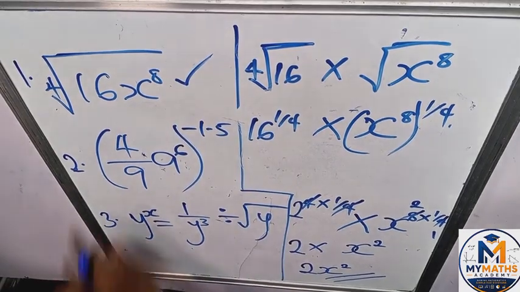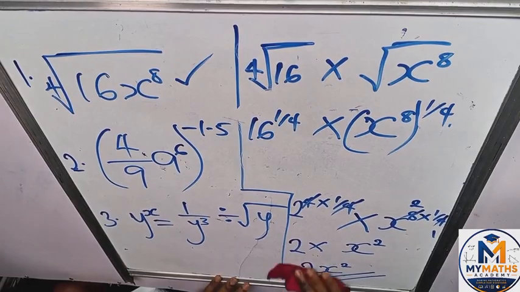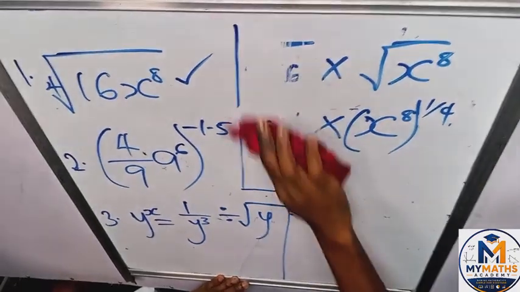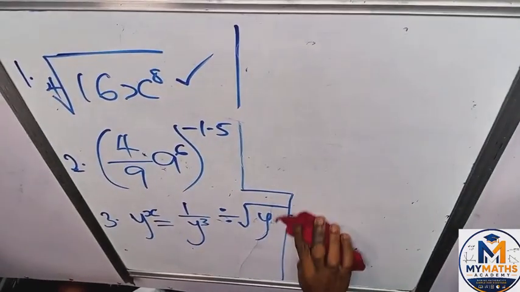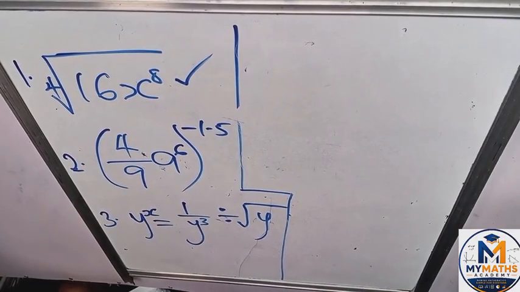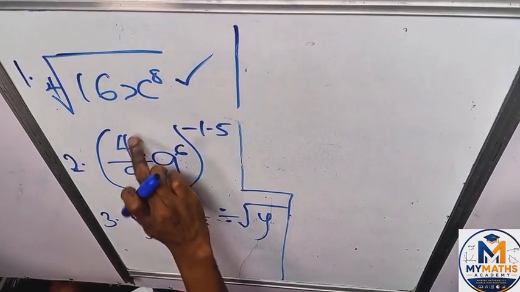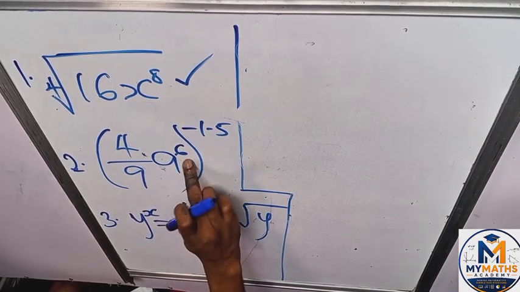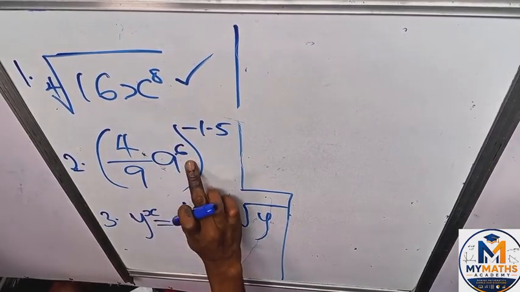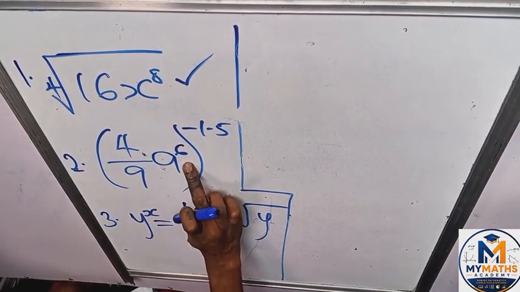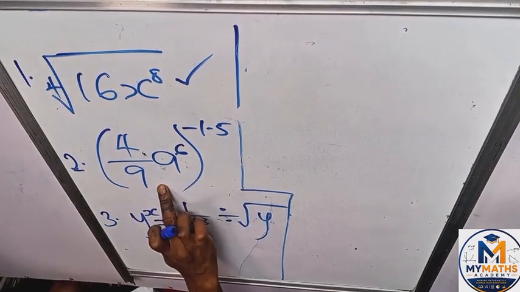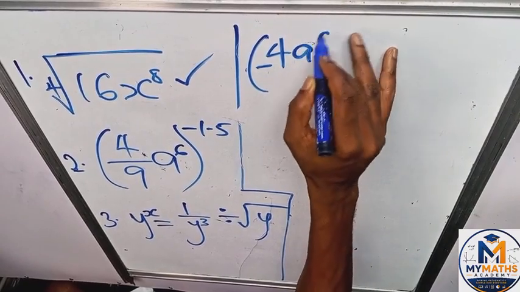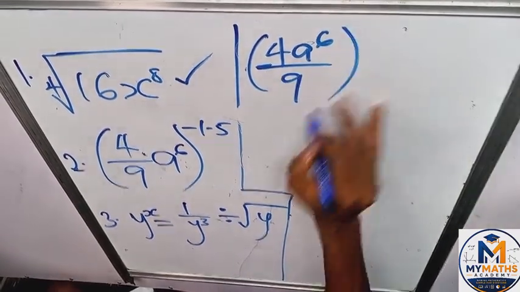Then coming to the second question right now. So to solve for this, remember that here we're having 4 over 9a raised to power 6. This 4 over 9a raised to power 6 means 4a raised to power 6 all over 9. Are we clear? Close the bracket.